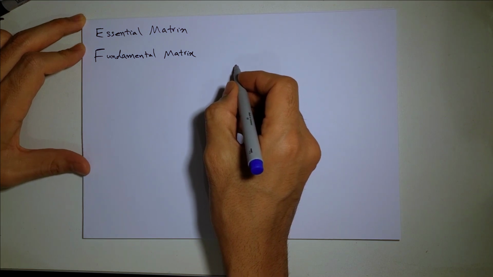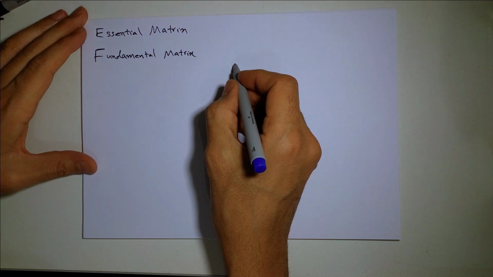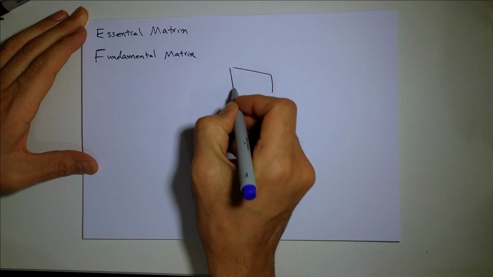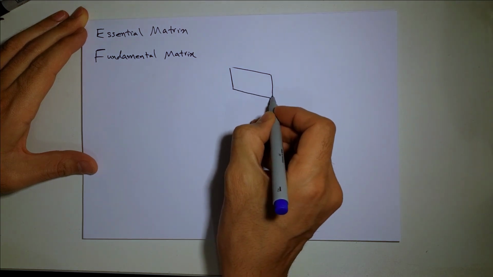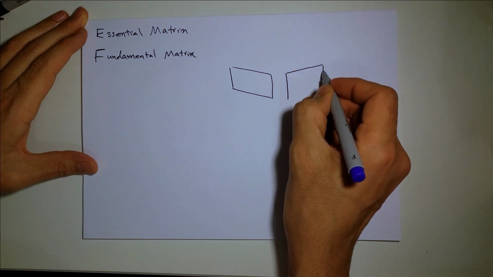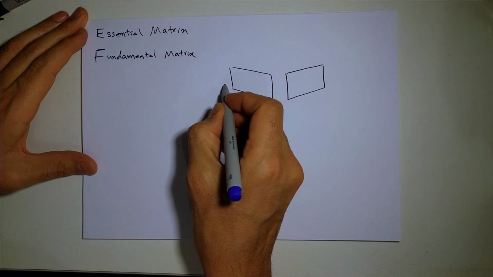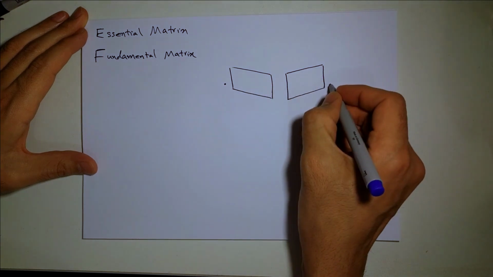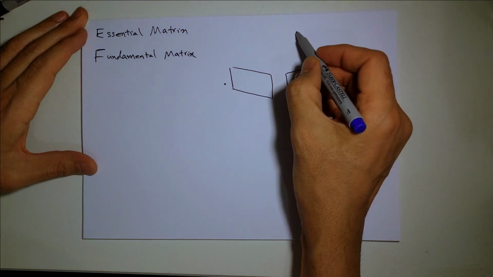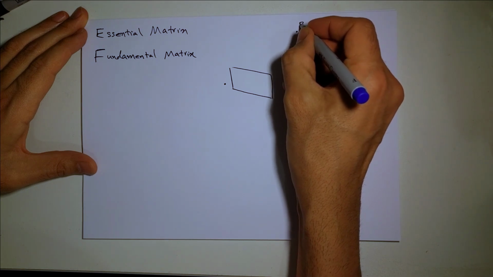Okay, imagine we have two cameras. This is my first camera, the image plane of the first camera. And this is my second camera. This is the optical center of the camera on the left, and this is the optical center of the camera on the right. And this is an arbitrary point in the world, which I denote with capital P.